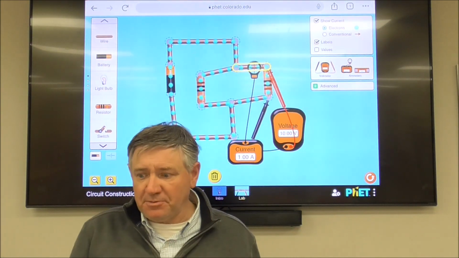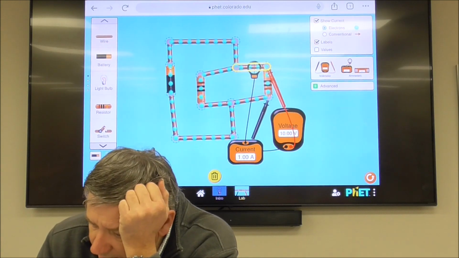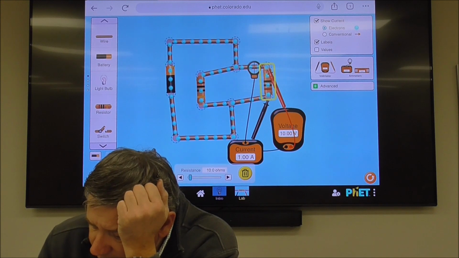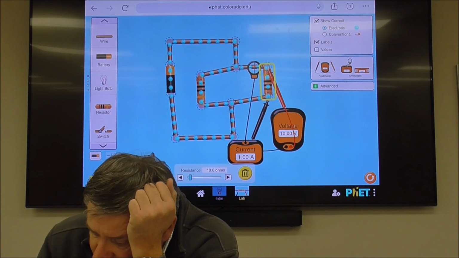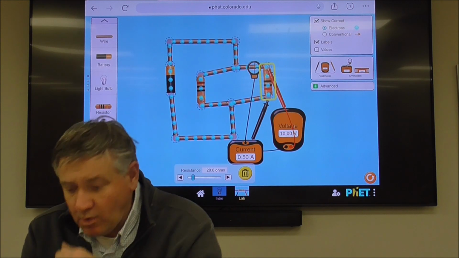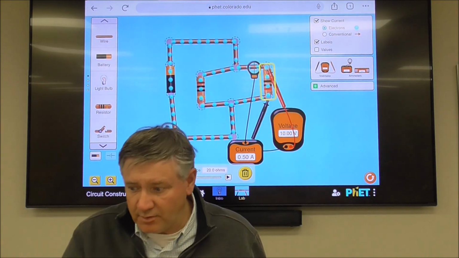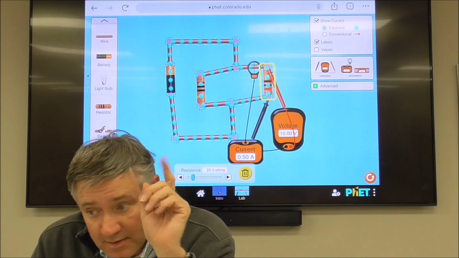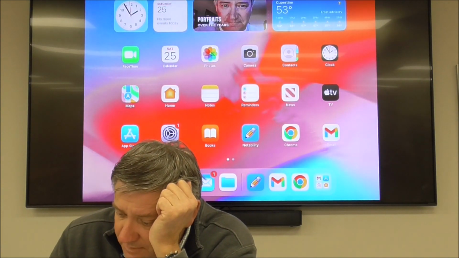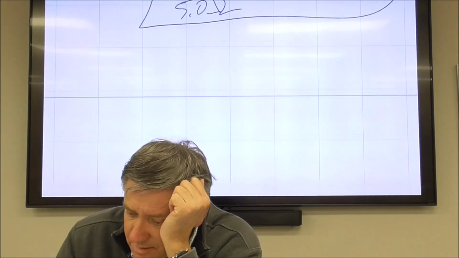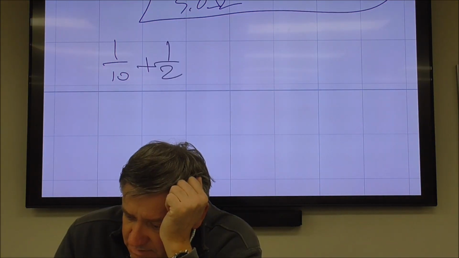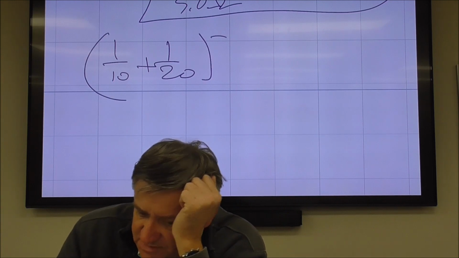Now, let's change it up a little bit. So I want to take this one, and instead of having 10 ohms, I'm going to move that up to 20 ohms. Now, let's find the equivalent resistance. So now I've got a 10 ohm and a 20 ohm that's in parallel. So if I do the math, I'm going to take 1 over 10 plus 1 over 20 and then take the inverse of that.